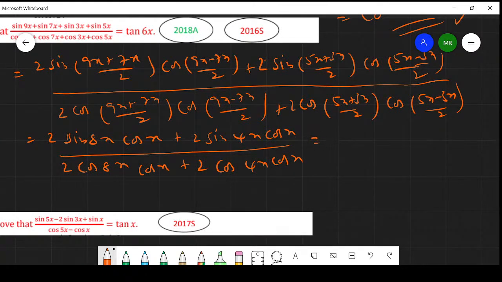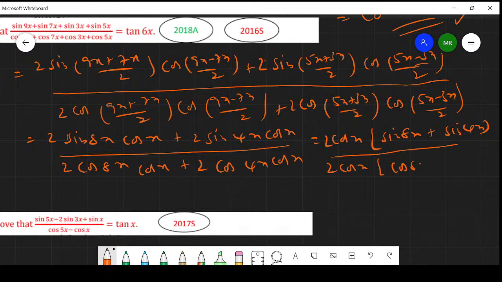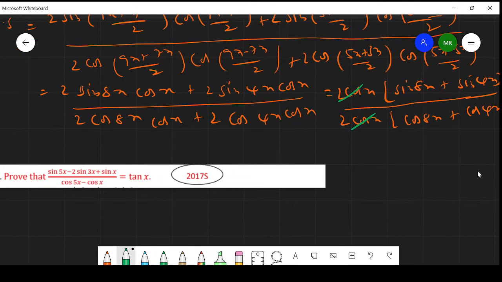You observe here. If I take cos x common, this will be 2 cos x common, then sin 8x plus sin 4x, by 2 cos x common, cos 8x plus cos 4x. Now I can eliminate this one, 2 cos x, 2 cos x. I can eliminate that. Now apply sin c plus sin d by cos c plus cos d.